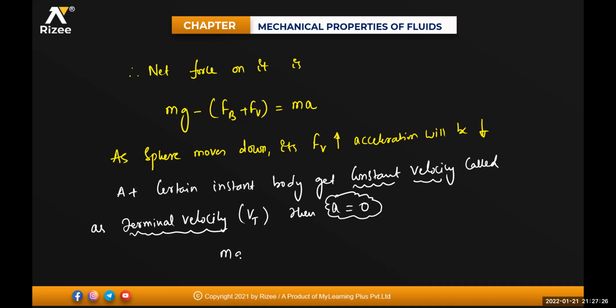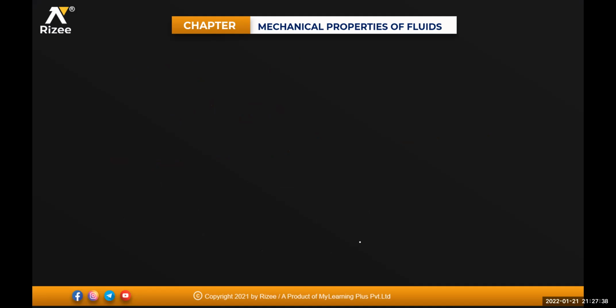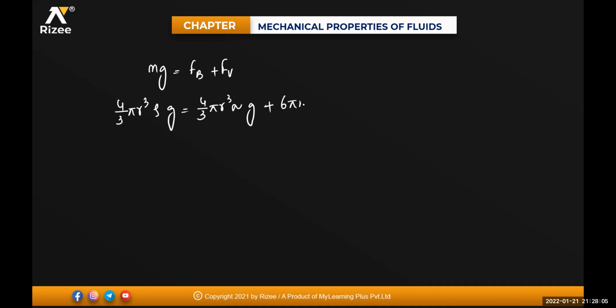So what I can write here: mg minus the buoyant force plus the viscous force will be equal to zero. Is that clear? So mg will be equal to the buoyant force plus the viscous force. The body is spherical, so mass is equal to volume into density, so 4 by 3 pi r cube into rho into g is equal to the buoyant force, which is the volume of the body, 4 by 3 pi r cube, into the density of the liquid sigma into g, plus the viscous force, which is nothing but 6 pi eta r into the velocity, which is the terminal velocity.